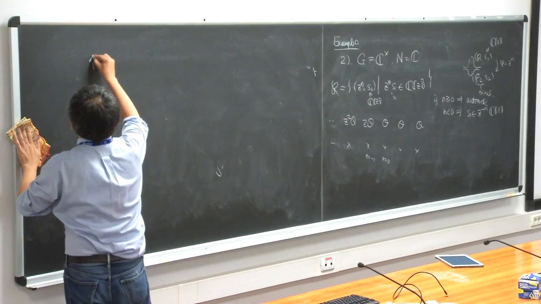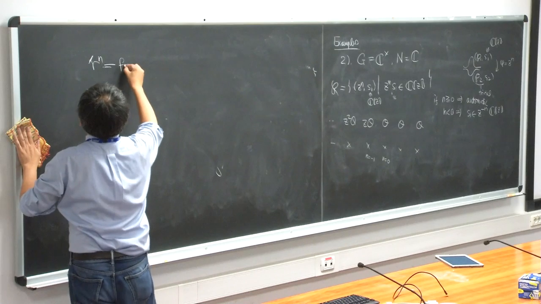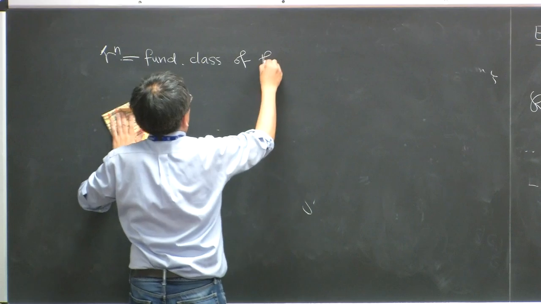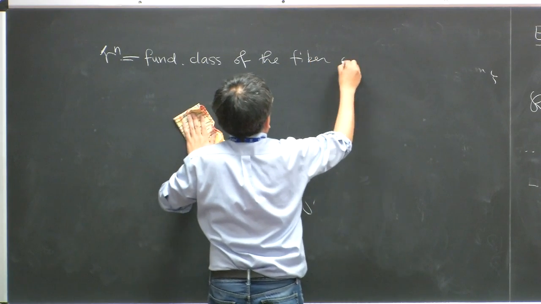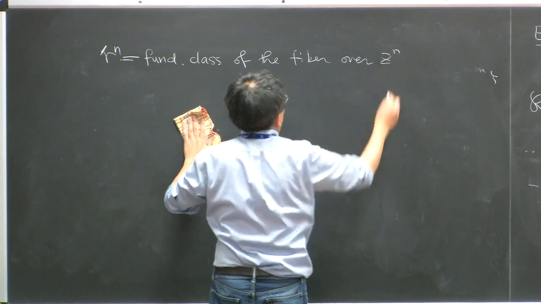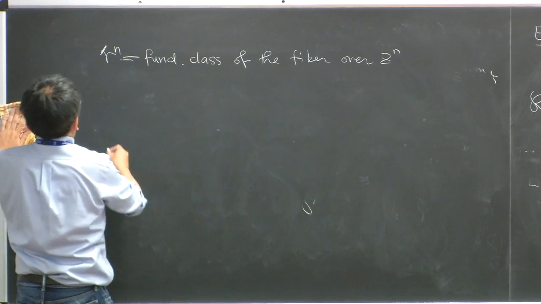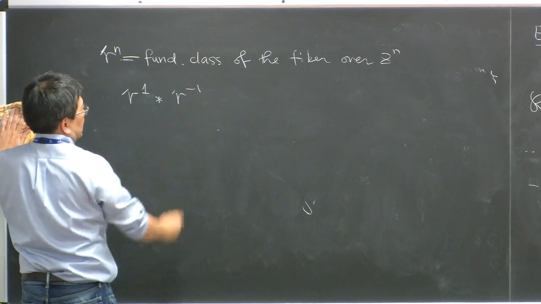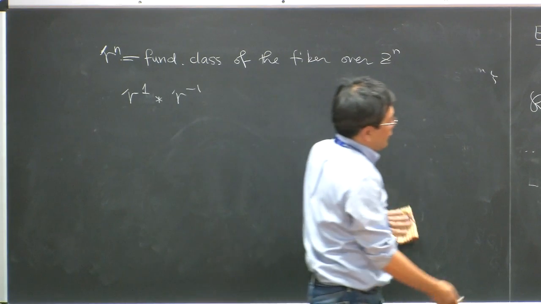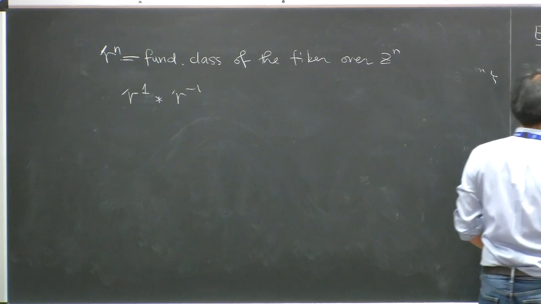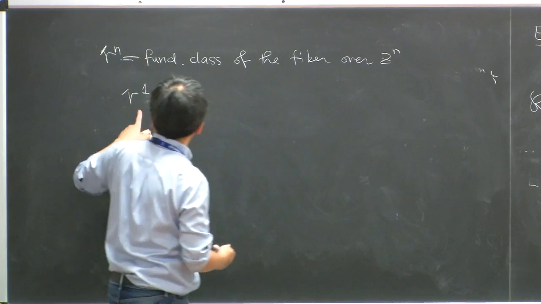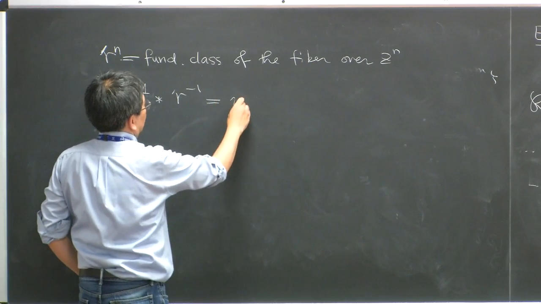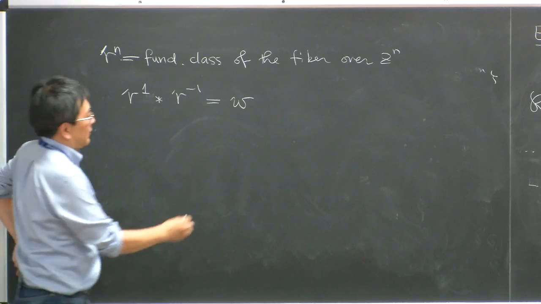So because of this, multiplication is different. So if R prime n is a fundamental class of the fiber over z to the n, then R prime of 1 times R prime of minus 1. So if you multiply the positive one and the positive one, then nothing changes. But if you multiply the positive one and the negative one, then it is no longer the unit. So this is equal to that. So this is a generator form.